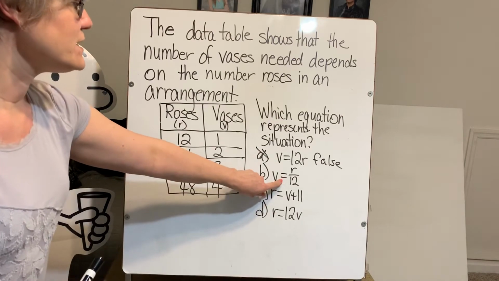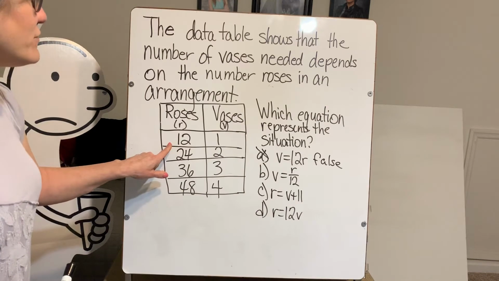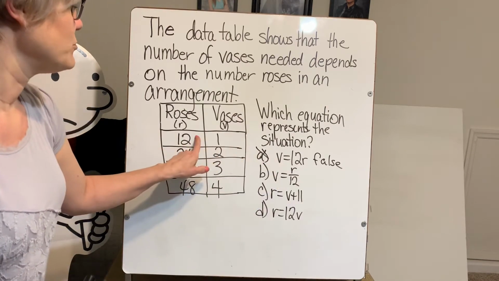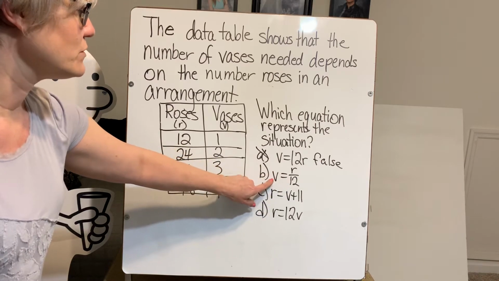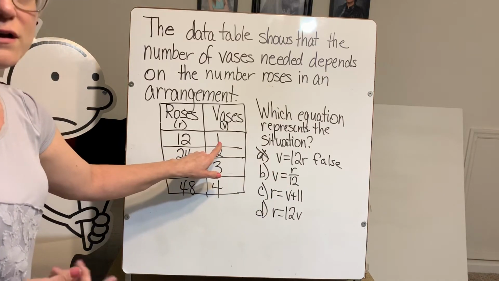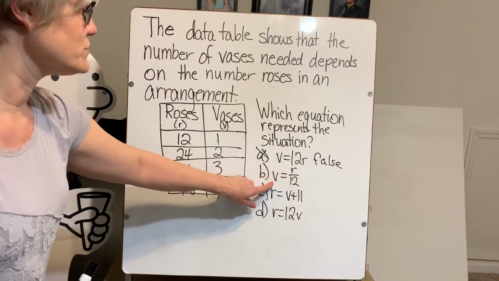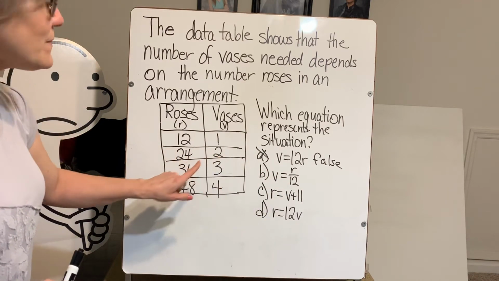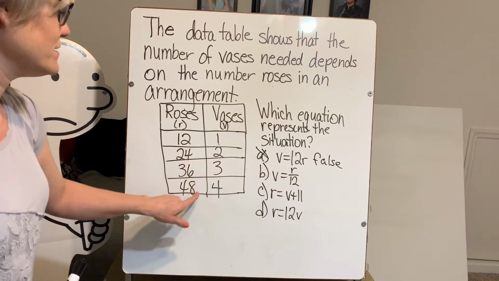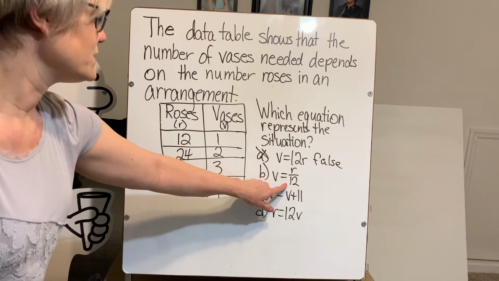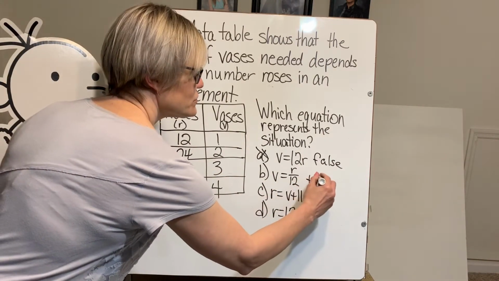So we've got V equals R divided by 12. If we have 12, we can put 12 in the place of R. 12 divided by 12 equals 1. That matches. Let's keep going. 24 divided by 12 equals 2. 36 divided by 12 equals 3. 48 divided by 12 equals 4. Yes. Okay, so this one is true.